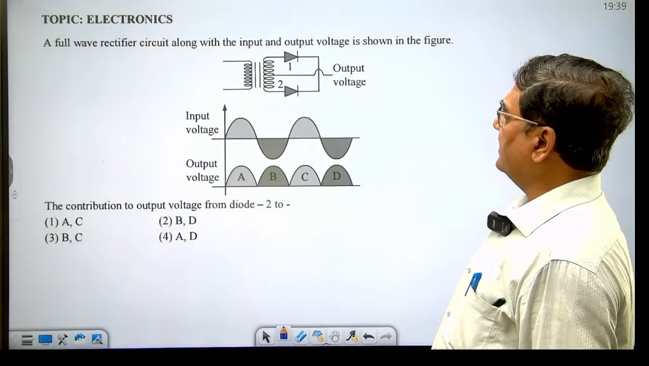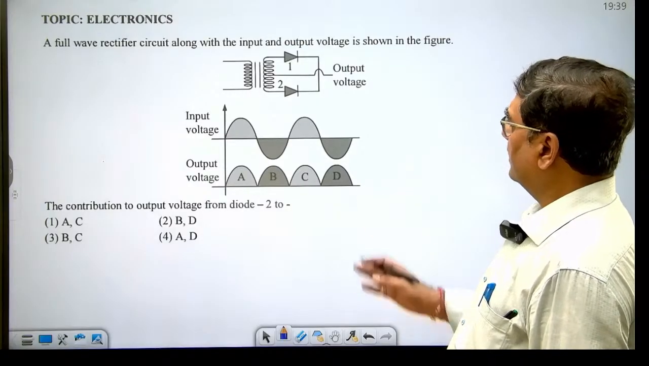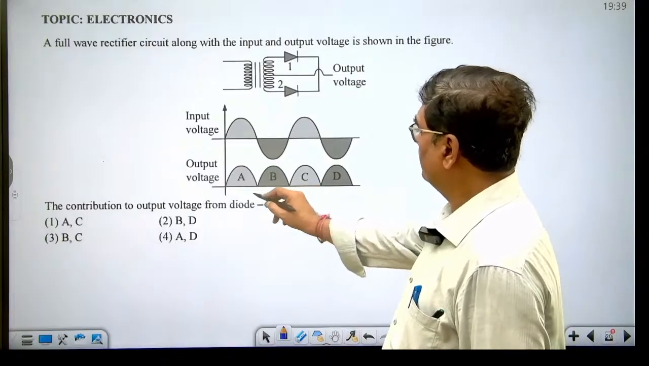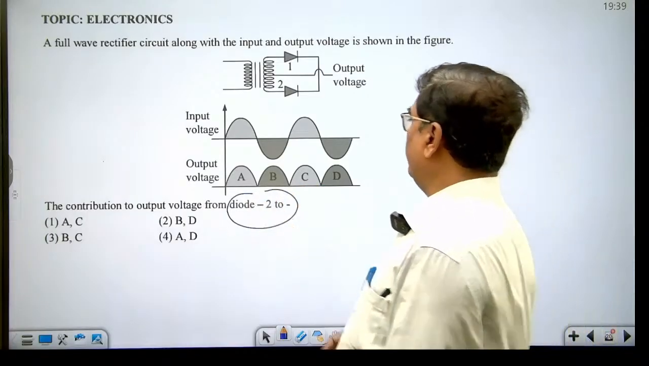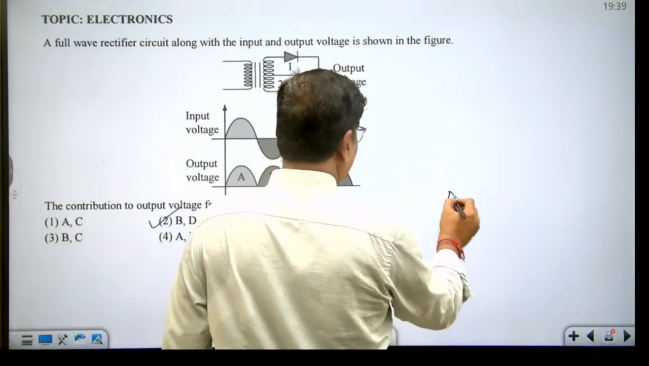A full wave rectifier circuit along with the input and output voltage is shown in the figure. In this diagram, diode 2, which diode 2 will be B part and D part. So option 2 is the correct answer.